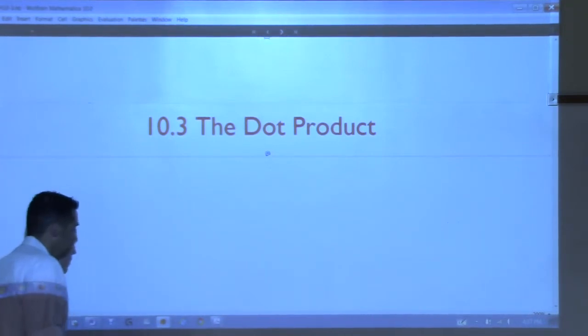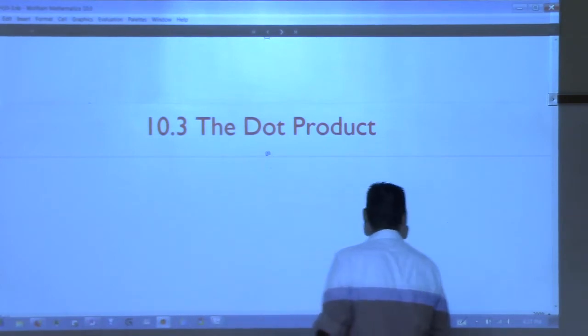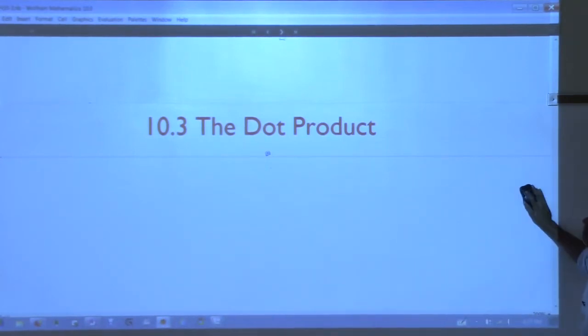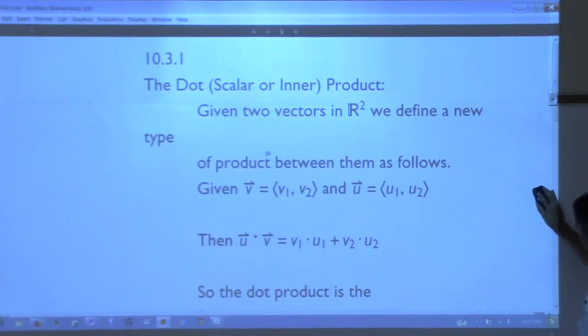All right, so dot product. What is it? What does it mean? How do we do it? What meaning does it have, right? Why is it important? I don't know why this is so big.